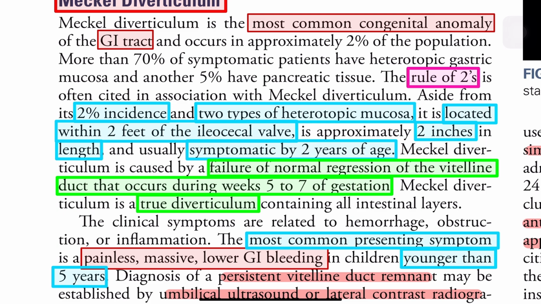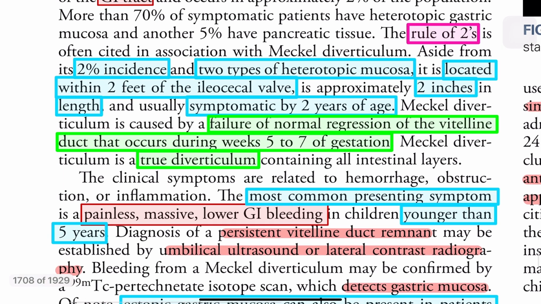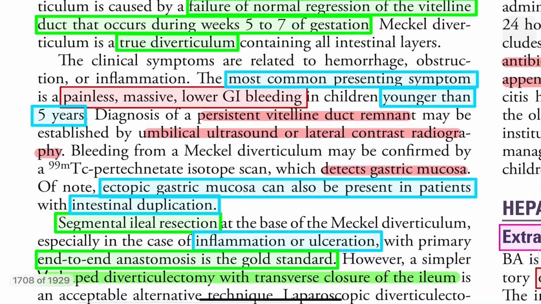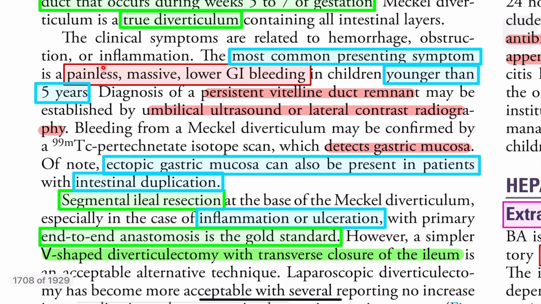Okay, so this is failure of normal regression of the vitellointestinal duct, occurring during the 5 to 7 weeks of gestation. And this is a true diverticulum, containing all the layers of the intestinal wall. The most common presentation is painless massive lower GI bleed. All 3 words are important: painless, massive, lower GI bleed. And in children younger than 5 years.